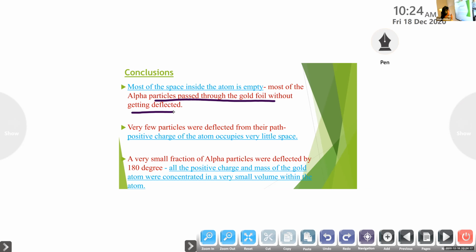Clear? Is the first point clear for you? Srihari, is it clear? Yes, ma'am. Anjali Priya, can you repeat the first point?